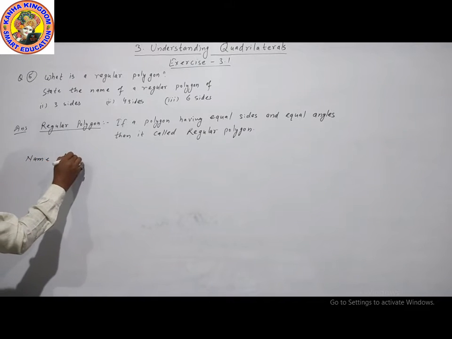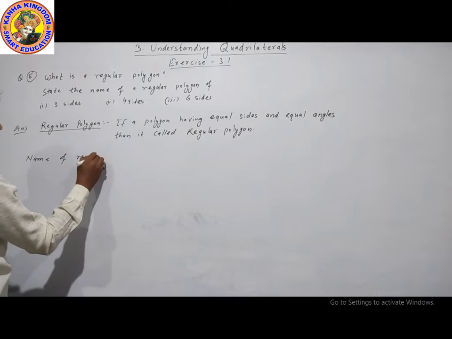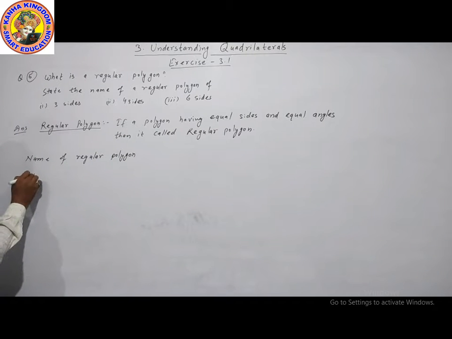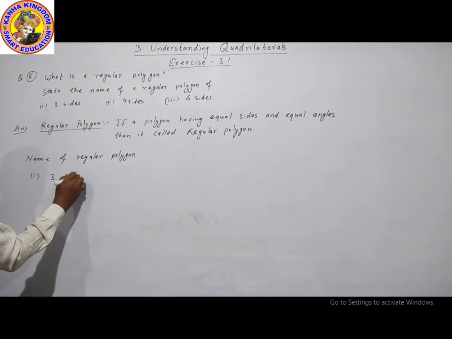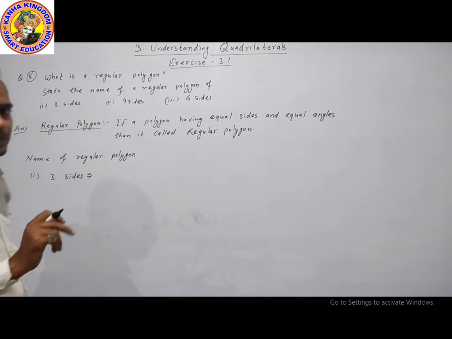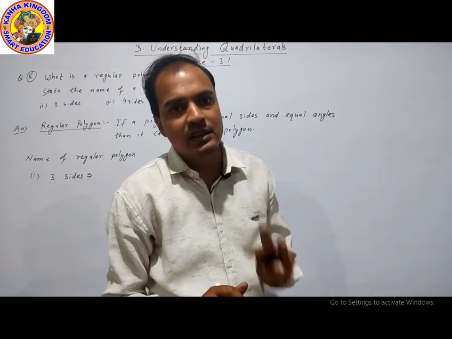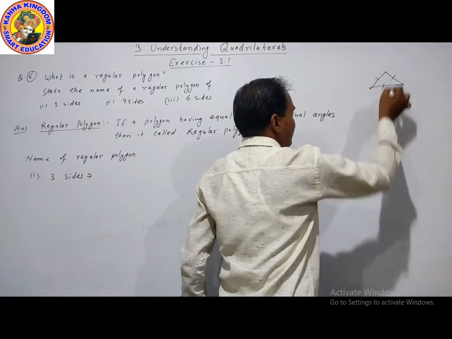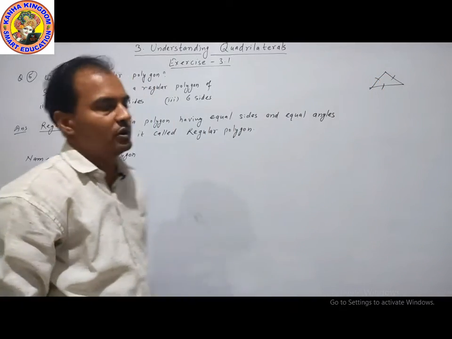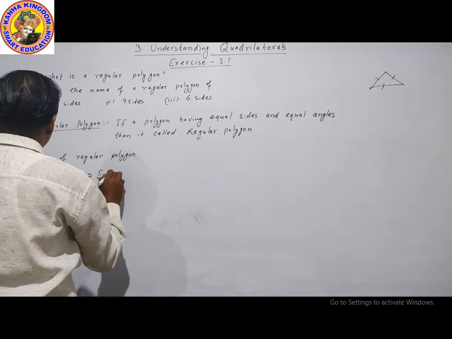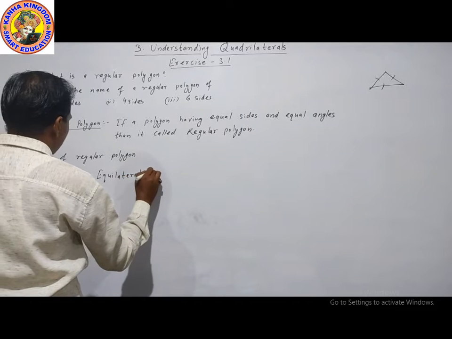Names of regular polygons. First is 3 sides. If any polygon has 3 sides, it is called a triangle. If a polygon has 3 sides, then with the 3 sides we can draw a triangle, but if all the sides are equal, meaning a regular polygon, it is called an equilateral triangle.